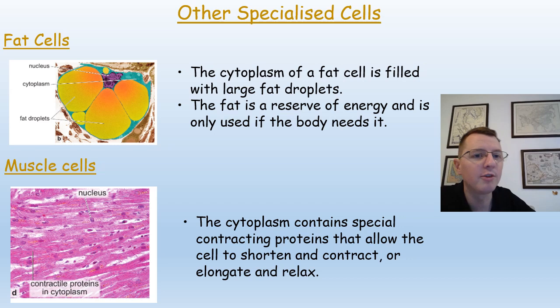A few other specialised cells that you may come across in an animal. We have fat cells, where the cytoplasm of a fat cell is filled with large droplets, and the fat is a reserve of energy and will only be used if the body truly needs it. We also have muscle cells, which in the cytoplasm contain special contracting proteins called actin and myosin that will allow a cell to shorten and contract or elongate and relax when necessary.